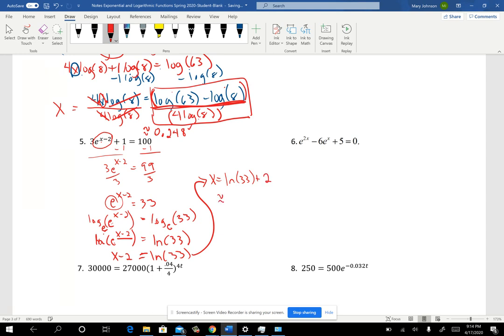And then if you need a decimal approximation, make sure you're using the ln button on this one. You would do ln of 33, close the parenthesis before you add 2, and you get about 5.497. Okay. All right, now you might forget to use natural log when you have base e. This whole problem still would work fine if you used log. It's just it would have a few more steps at the end when it came time to simplify.